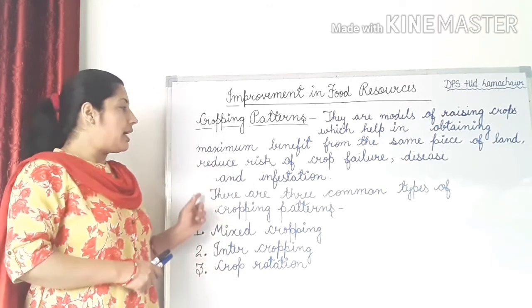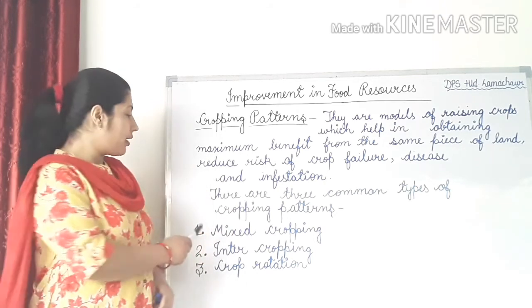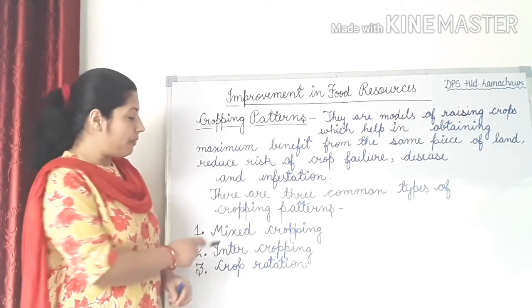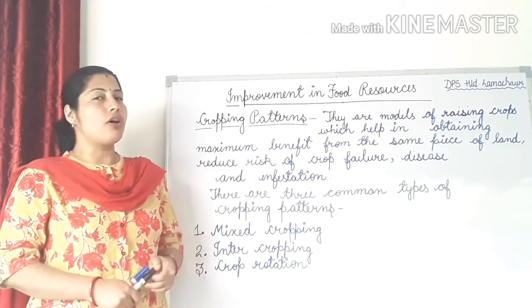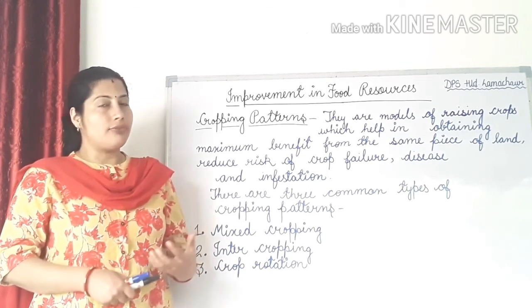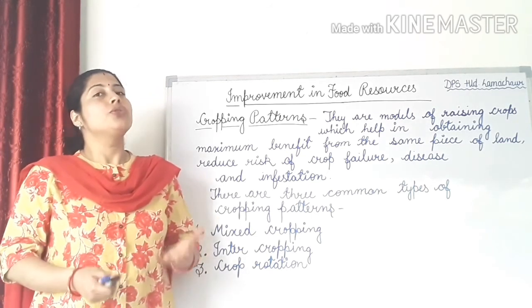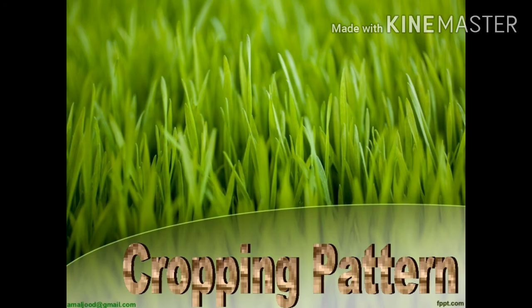And children, there are three common types of cropping patterns. What are these? Mixed cropping, intercropping and crop rotation. So these are three models of cropping patterns. If we follow these models in farming practices, it helps to get maximum benefit. Children, now let's study about the different cropping patterns in India.